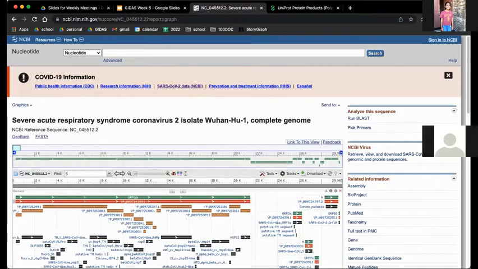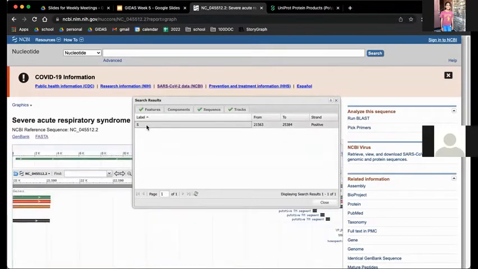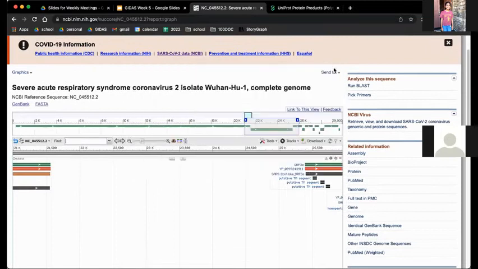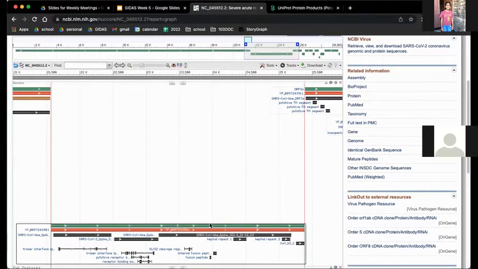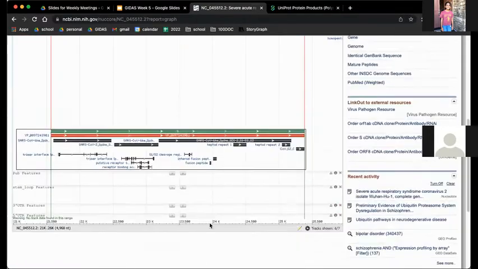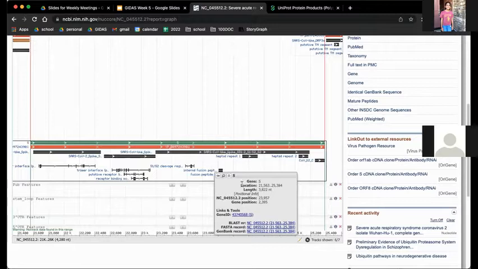You could also find the S protein like this. And then it will show you that right here. And then, oh, it'll show you the location of it in the gene position, and a lot of other stuff.